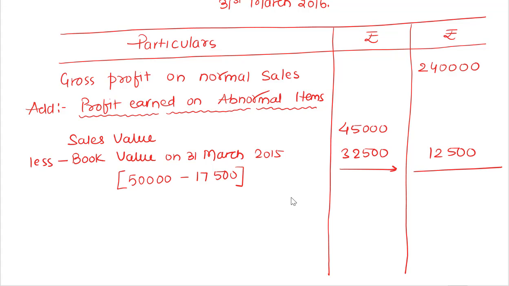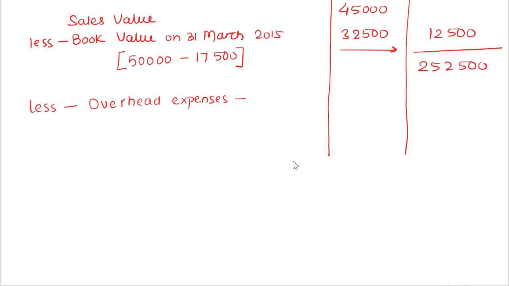So 2,40,000 plus 12,500 is 2,52,500. Deduct the expenses. So deduct, less overhead expenses from this. Overhead expenses.